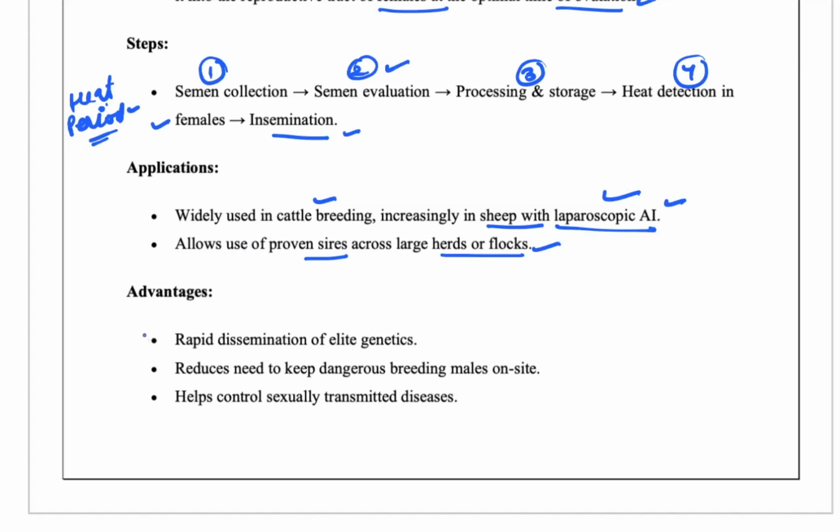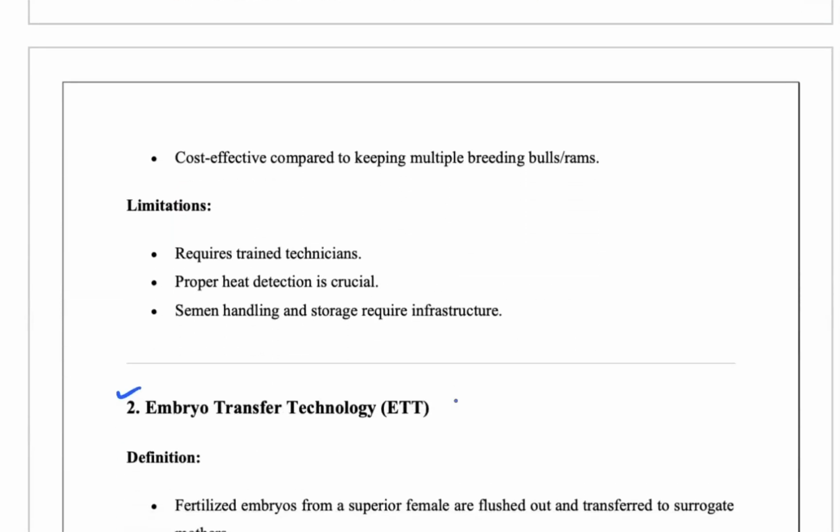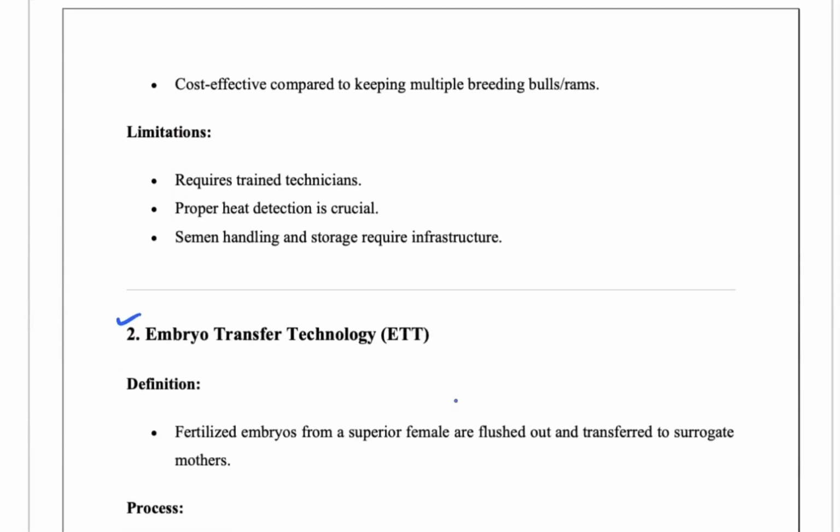Now the advantage is that this is rapid dissemination of elite characters, so quickly you can decide. And then there is a reduced need to keep dangerous breeding males on site. Then it helps control sexually transmitted diseases, because there is no sexual contact, since we are doing the insemination artificially. It is also cost effective when comparing it to keeping multiple breeding bulls and rams, because if you do natural breeding methods, you need to have all the bulls and rams around, right? So it is cost effective.